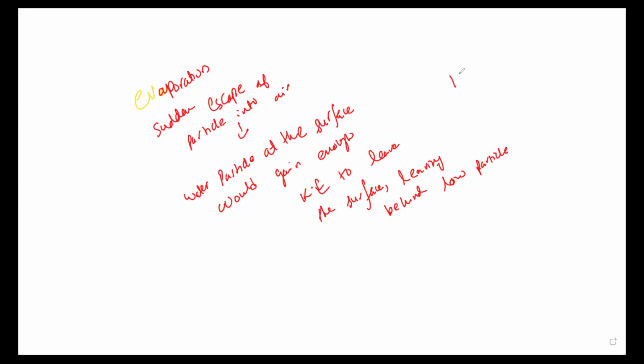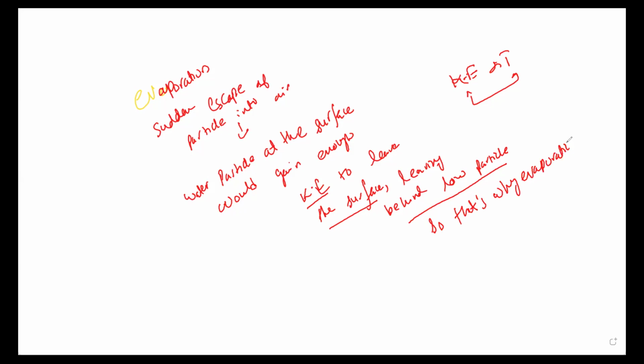And we know, as we discussed, that kinetic energy is proportional to the temperature. So if kinetic energy is bigger, which means temperature is high. If kinetic energy is low, the temperature is low. So if the particles with higher kinetic energy have left the surface of the liquid, leaving behind low energy particles, that's why evaporation causes cooling.